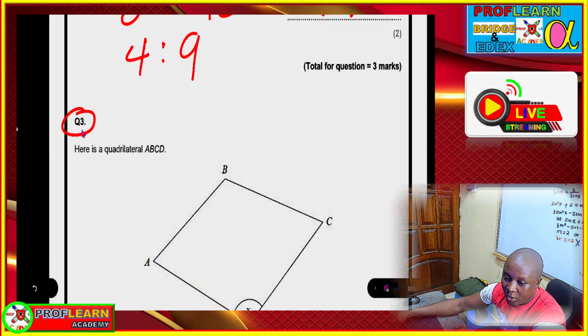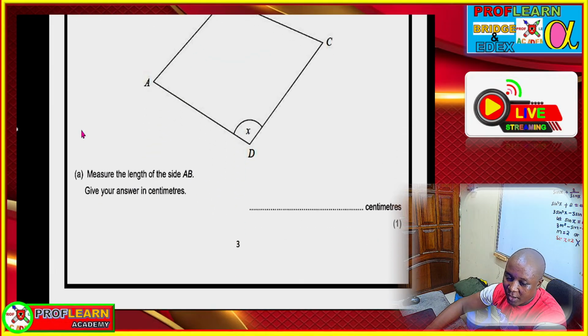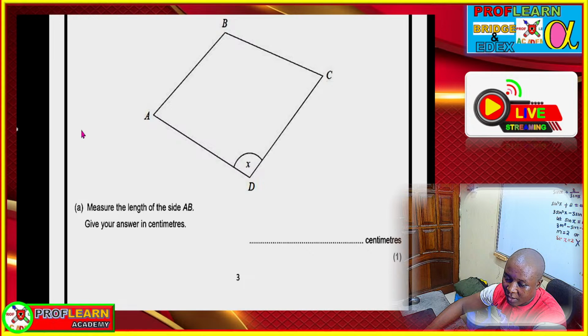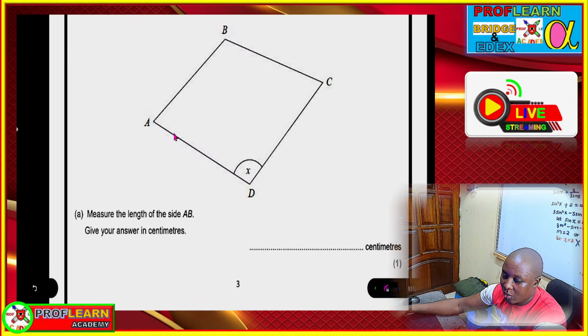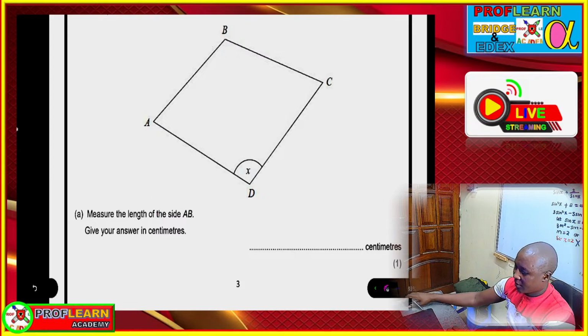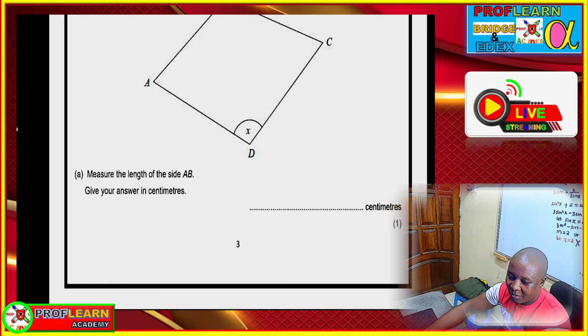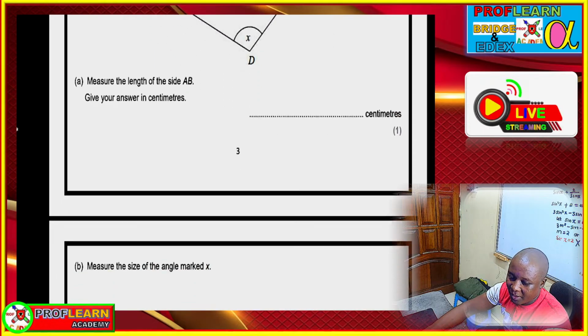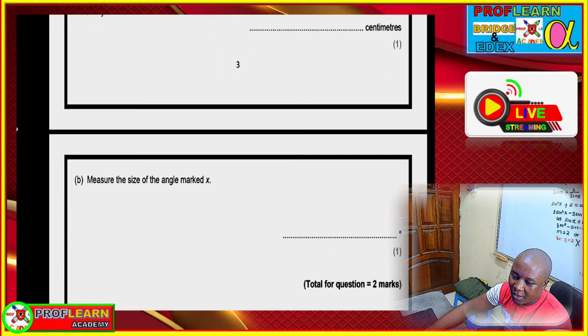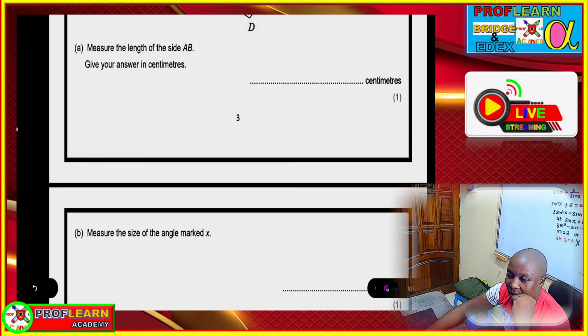In question number 3, we are talking of a quadrilateral measure. We are supposed to measure the length of AB. Here you are going to use a ruler to take the measurements. I believe that is okay, you can be able to do that, because I cannot measure online. You're supposed to measure the length of AB, and also measure the size of that particular angle using a protractor. But measuring the lengths, you can be able to do it.